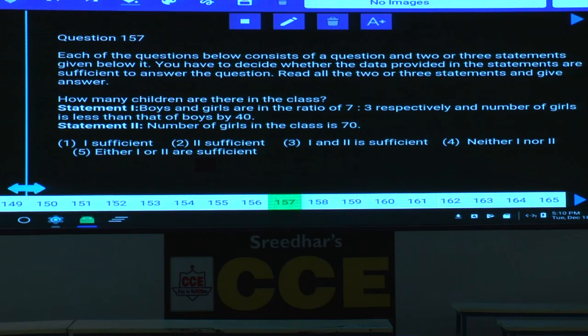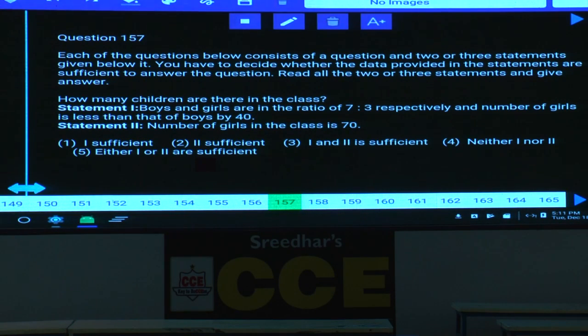How many children are there in the class? Children in the sense? Boys and girls. Right. Boys and girls are in the ratio 7:3 respectively, meaning 7 parts boys, 3 parts girls. And the number of girls is less than the number of boys by 40. In terms of number of parts, girls are how many parts less than boys? 7 minus 3, 4 parts. Girls are 4 parts less than boys, which in terms of head count is equal to 40. So using that, can we calculate the boys count, girls count and total count?